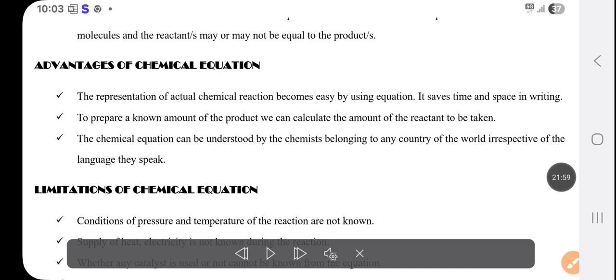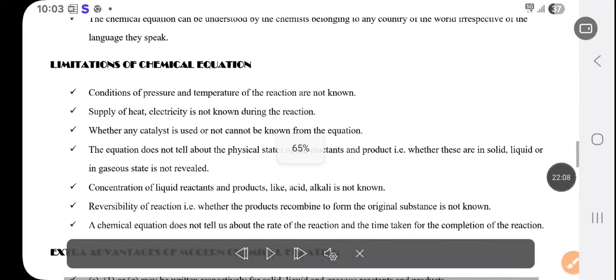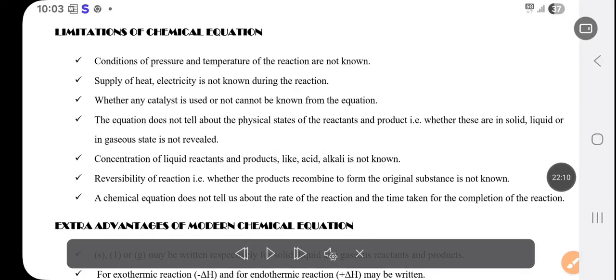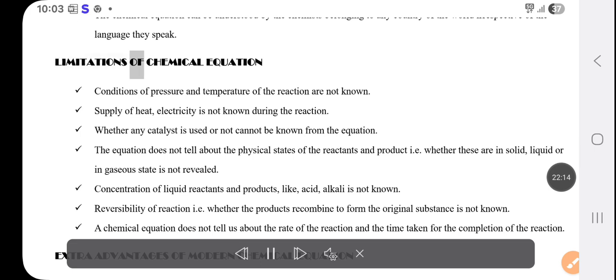Also, we know that the thing that is an advantage also has a disadvantage. So now we are going to learn about the limitations of the chemical equation. Let's start. Limitations of chemical equation.